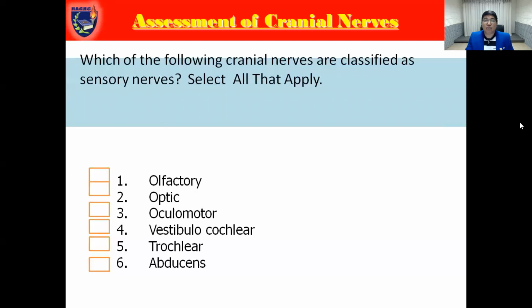So we put a check on olfactory, a check on optic nerve, put an X on oculomotor, a check on vestibulocochlear nerve because we've learned that. And since we have already identified 3, it's actually logical to put an X on the next 2. And those are your cranial nerves, trochlear and abducens, options 5 and 6. So the correct answers are, the sensory nerves are cranial nerves 1, 2, and 8. Olfactory, optic, and vestibulocochlear nerves.